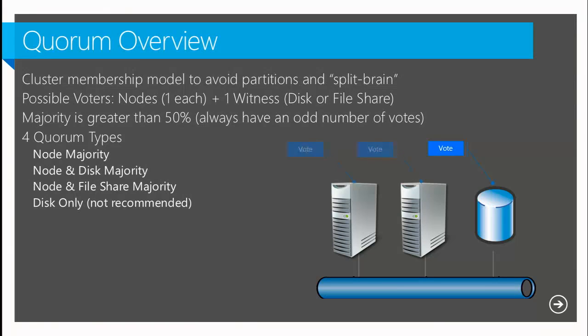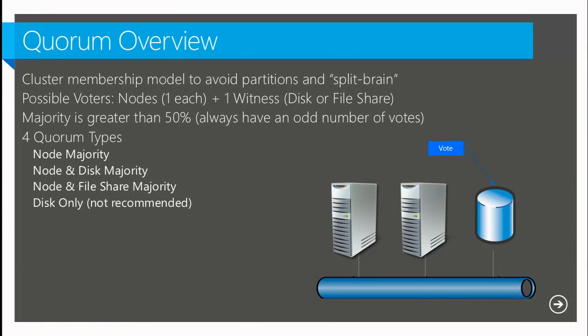The 4th one is what we call disk only. In this case, we have 1 disk, 1 vote. But we say this is not recommended. Anyone know why this is not recommended? Single point of failure. You lose that disk, you lose your cluster. You only have 1 vote.